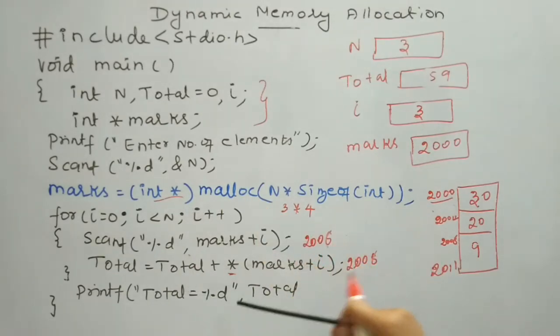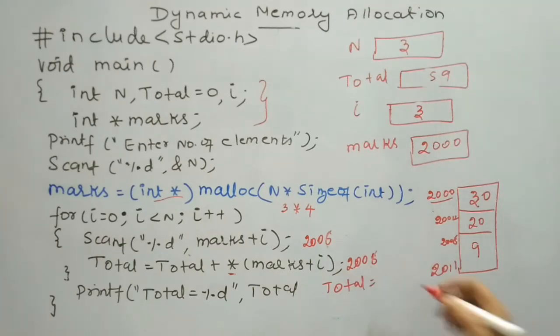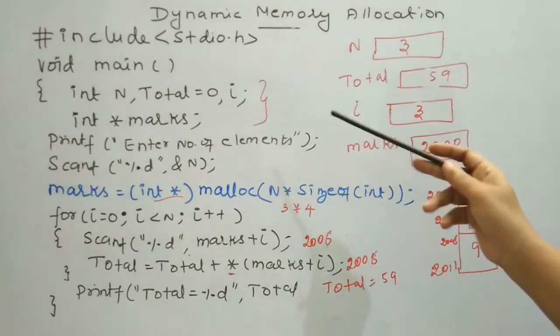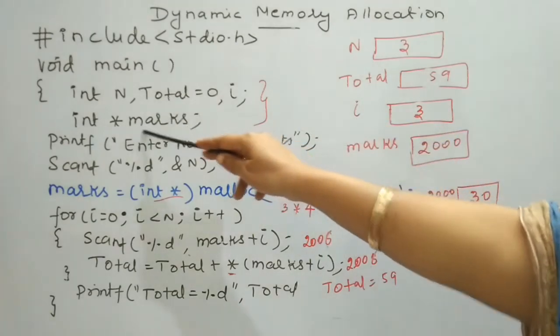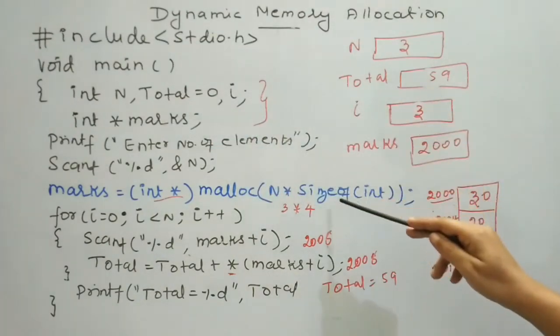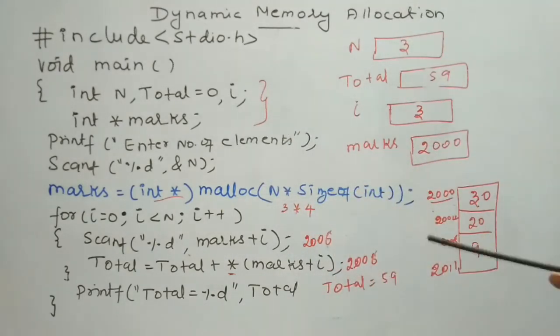After the for loop we have a statement printing the value of total. What will be my output? Total is equal to, what is the value of total? 59 will be printed. So we have written a C program to declare an integer array and to allocate memory addresses for the integer array, that is the starting address of my array, marks. I need to allocate memory addresses for the integer array during execution time using the malloc function. I need to get values for this integer array, and all the values are added and printed.